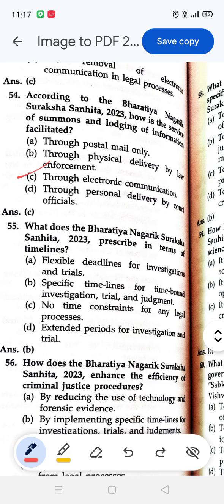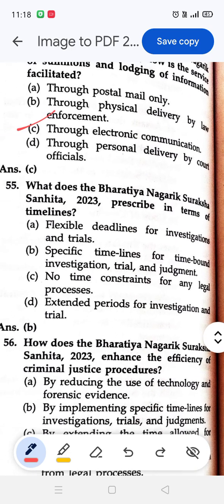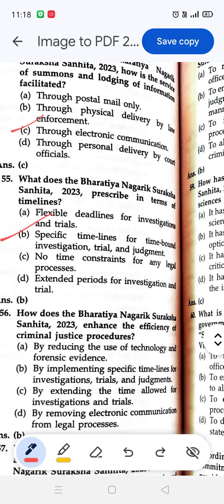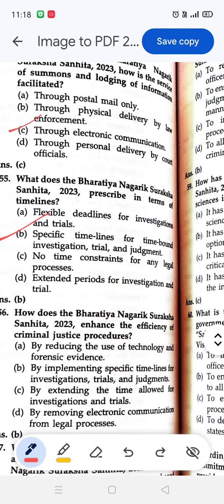Question number 55. What does the BNSS Sanhita prescribe in terms of timelines? So option B is correct, specific timelines for time-bound investigation, trial and judgment.